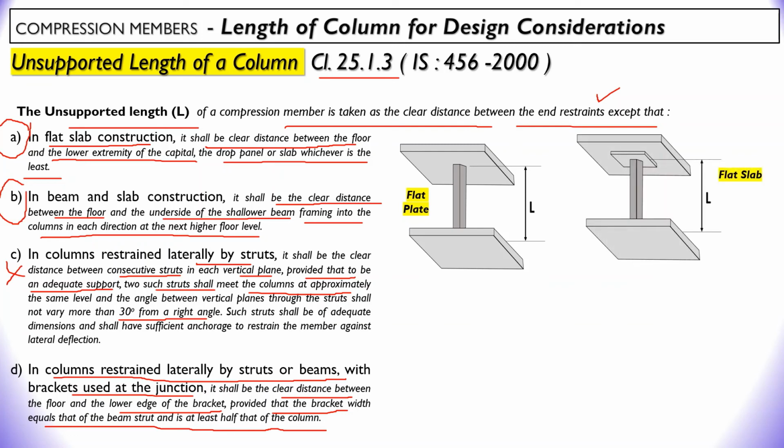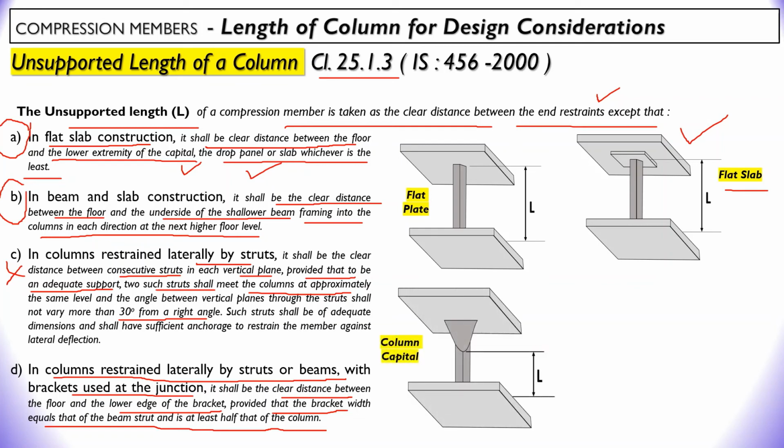And the second type of possibilities, if there is a flat type of slab. Now you can see here this is a flat slab, and below that flat slab is a capital, or it may be having a drop panel, or it may be having a capital. Then you have to take the lowest level of that flat slab, which may be either a capital or the lowest part of the drop panel. So this distance or this height will be considered as the unsupported length of the column.